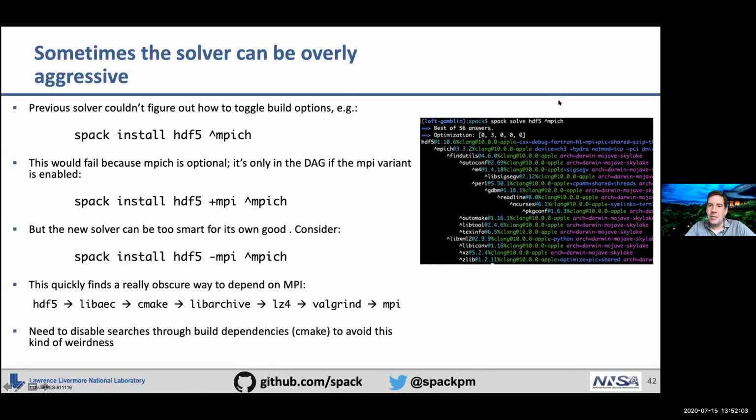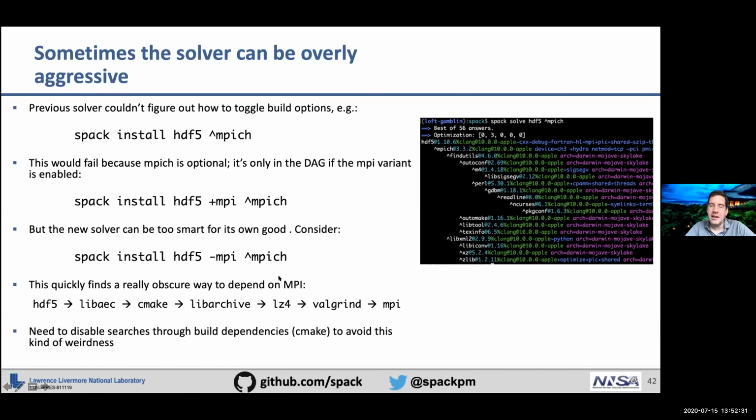I can say spack solve HDF5 caret mpich, and this is my prototype. It shows the spec that results, and it's able to resolve it just fine. It figures out that when you ask for mpich to be in the DAG, it has to turn on the MPI variant here. And likewise, it's smart enough to figure out it can turn off variants in different places too. What was interesting was I said, okay, so now I'm going to test it. I'm going to say, build me HDF5 without MPI, but mpich has to be in the DAG.